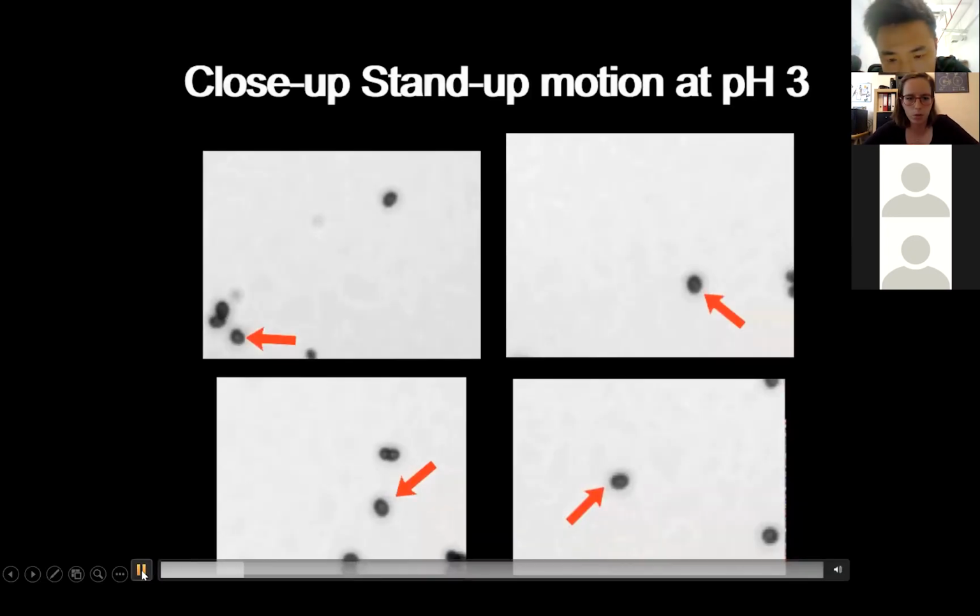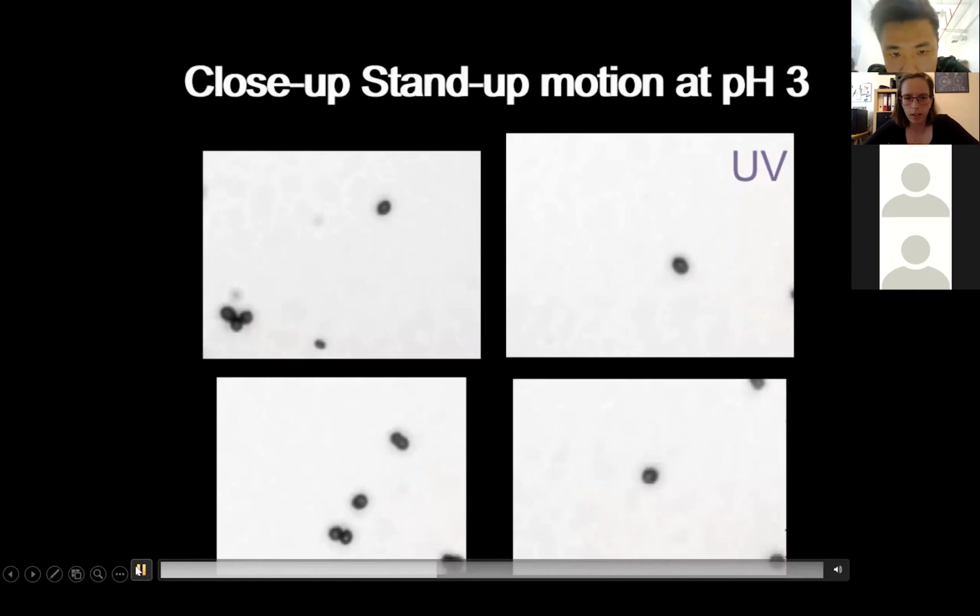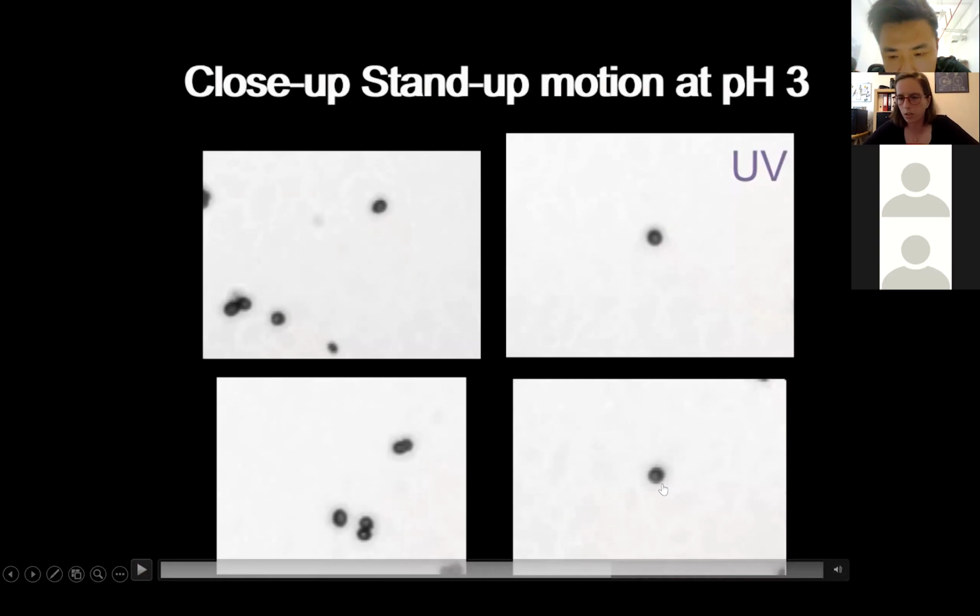I will show you. If you, for example, look at this particle here in the bottom right, now it is lying flat. So now the aspect ratio makes it look spheroidal. Then when we turn on the light, it starts moving. And if you look at it now, it doesn't look spheroidal anymore. The aspect ratio changed and it is now standing up.